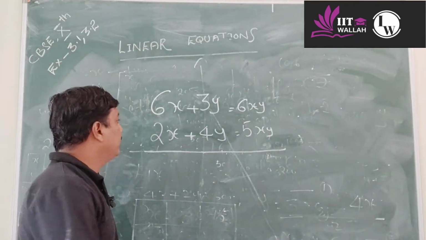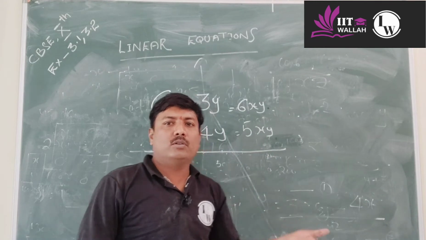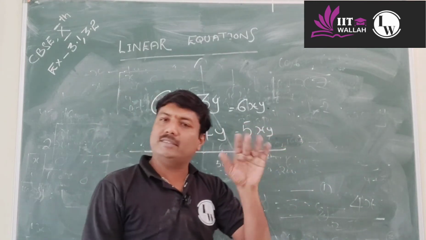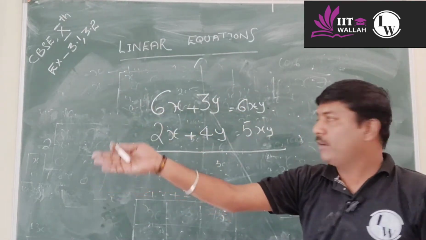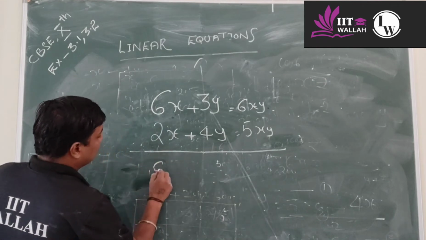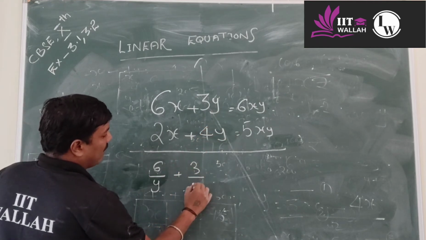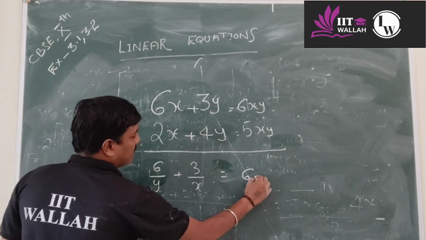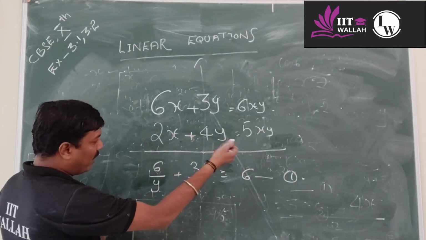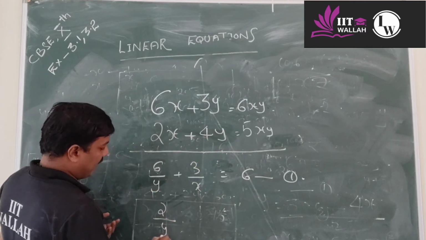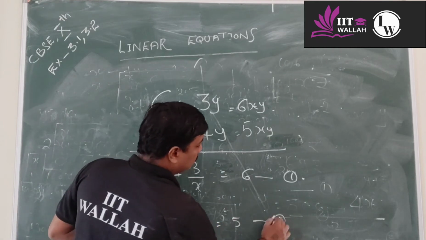What is the difference here? Here xy is coming, that is the difference. So to remove xy, what we need to do? You divide with xy throughout. That's all. That is the only difference. You understood? So throughout, if you divide with xy here, it will become 6 upon y because x will be cancelled, plus 3 upon x, because y will be cancelled, is equal to 6. Equation number 1. Here if you divide with xy throughout, you will get 2 by y, x will be cancelled, plus 4 by x is equal to 5, equation number 2.